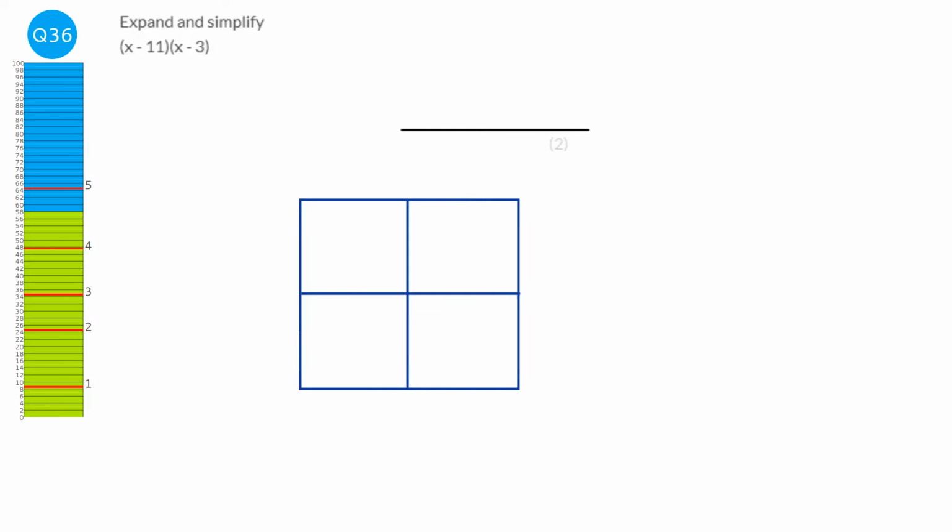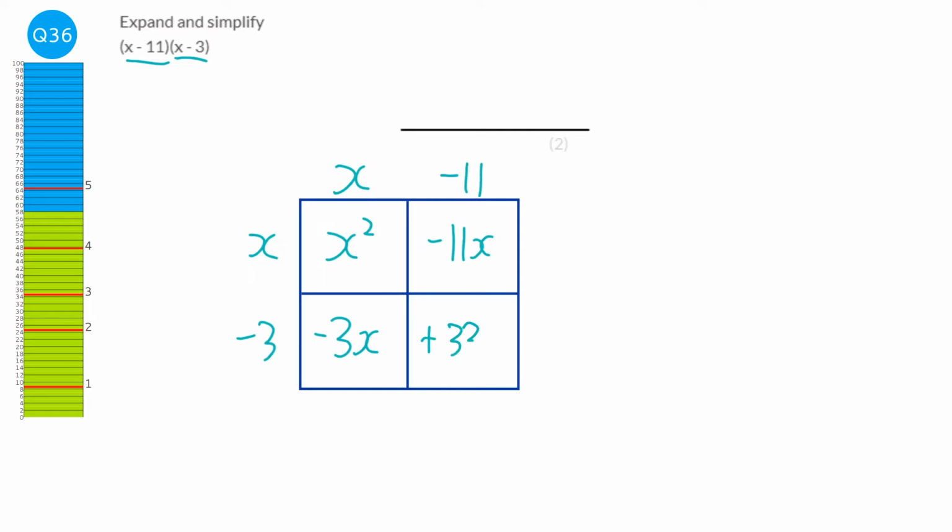And we're multiplying the x minus 11, so x and minus 11, by the x minus 3, so x and then minus 3. So x times x is x squared, x times minus 11 is minus 11x, x times minus 3 is minus 3x, and minus 3 times minus 11 is positive 33 because two minuses make a plus.